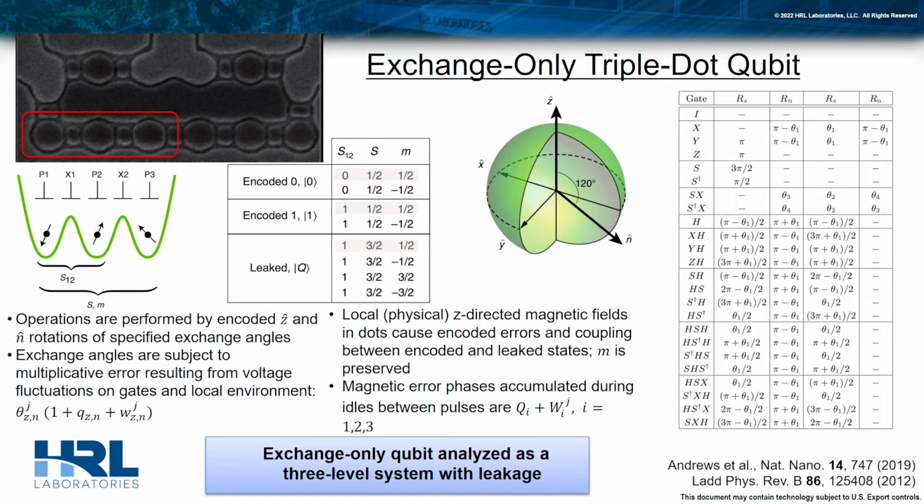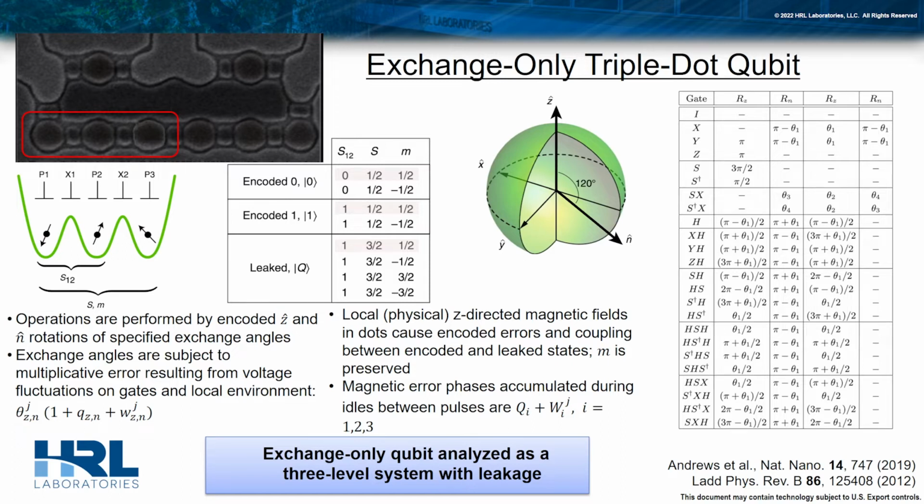These give z and n rotations, with z and n axes displaced by 120 degrees. The single qubit Clifford in terms of z and n rotations is given on the right by the table. The exchange-only qubit is subject to exchange errors while doing the z or n rotations, with rotation angles slightly different from the desired ones. Nuclear spins in the dots cause z-directed magnetic fields, which couple the encoded qubit to a leak state.